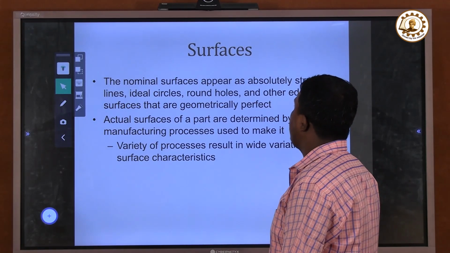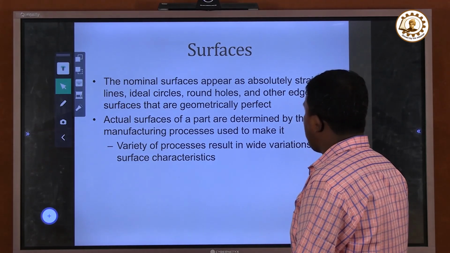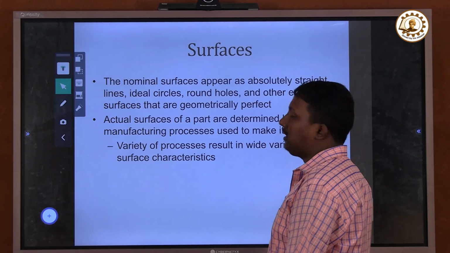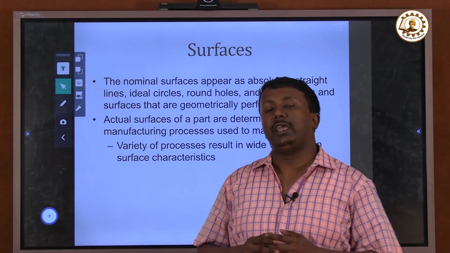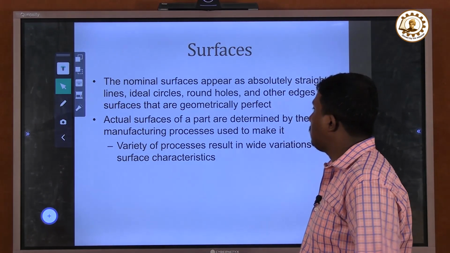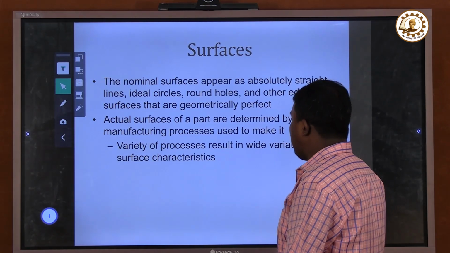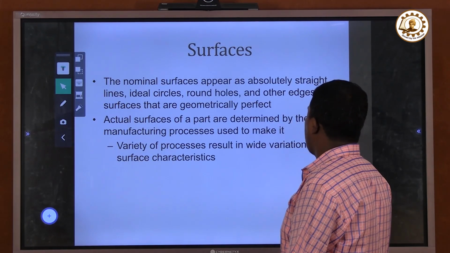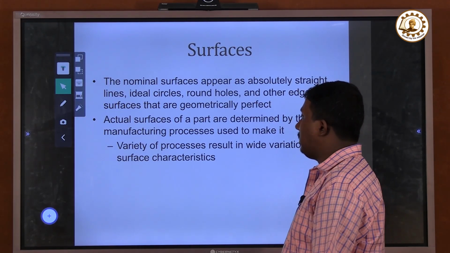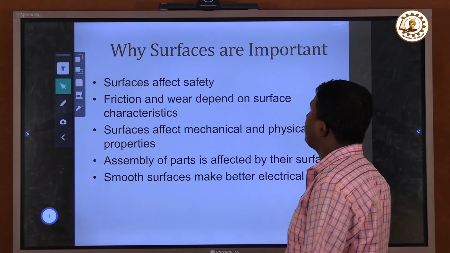The actual surface of parts is determined by the manufacturing process that is used in order to make that part. So the variety of processes will result in wide variation of their surface characteristics.